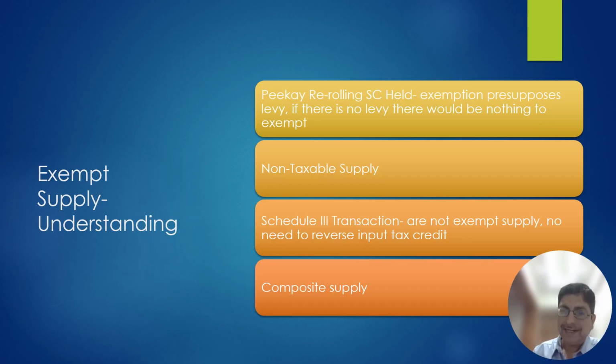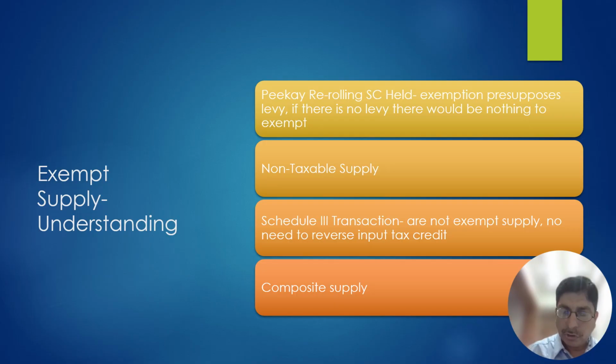Now friends, let's understand in a real sense what is exempt supply. In the PKR ruling, the Supreme Court held that exemption presupposes levy. When I say something is exempt, it means it is otherwise chargeable to tax. It is exempt from payment of tax. Exempt supply means there is a levy. Exemption presupposes levy. It is exempt from payment of tax.